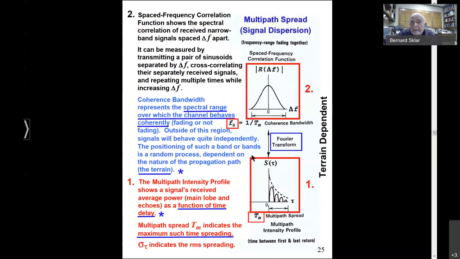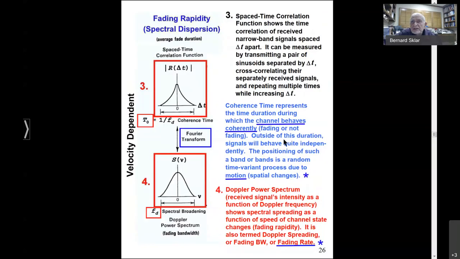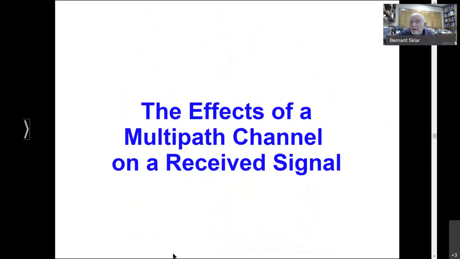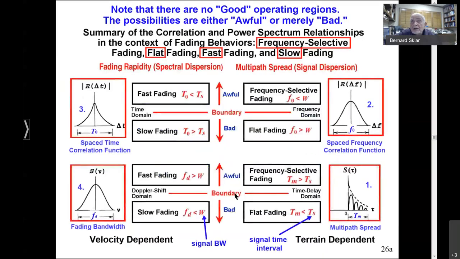Randomly, if you like. So the positioning of such a, I'm not going to go on here. I think enough. And the same sort of thing to describe what we mean by the coherence time and its Fourier transform, the Doppler power density. The effects of the multipath channel, and this is what you're really interested in: how does the channel behave when my signal comes along?